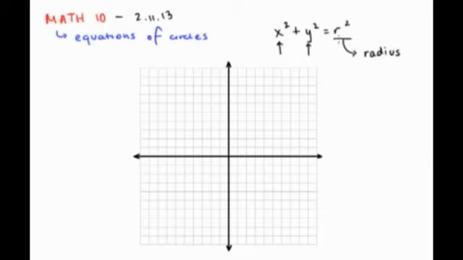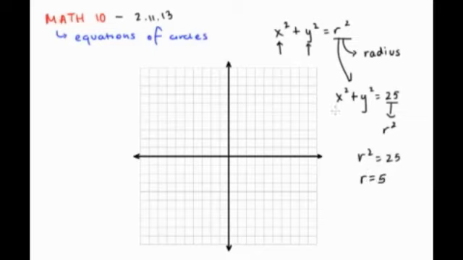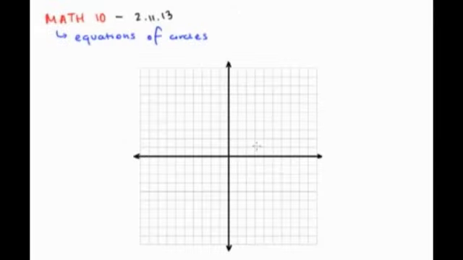So if we had an equation like x squared plus y squared equals 25, and they asked you to graph that, this right here is r squared. So if r squared equals 25, take the square root of both sides, r is 5. So your radius is going to be exactly 5 units long. And we graph that kind of like that. And that has an exact radius of 5. Cool. But in most cases, you're not going to have a circle centered at the origin.